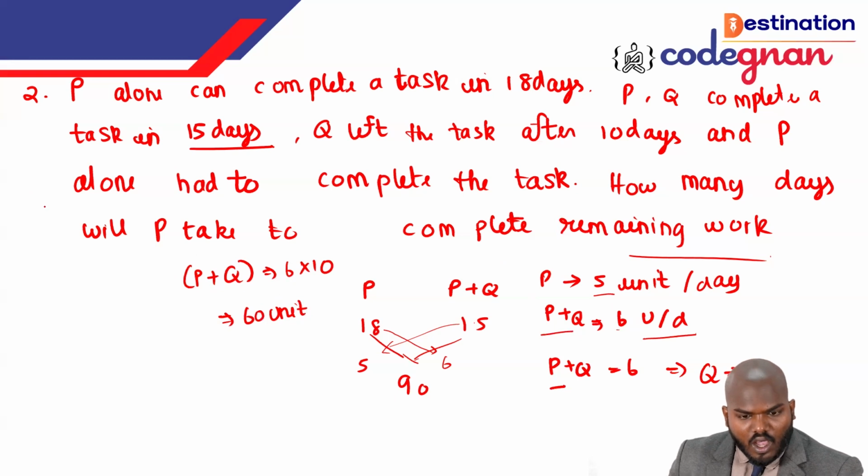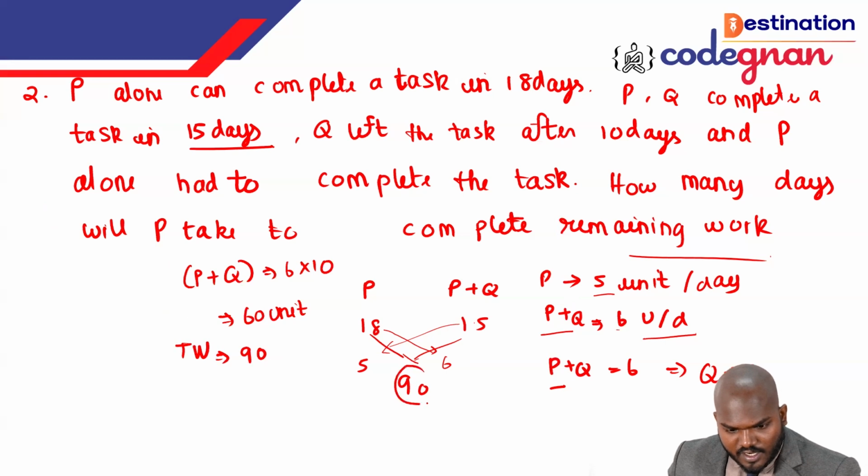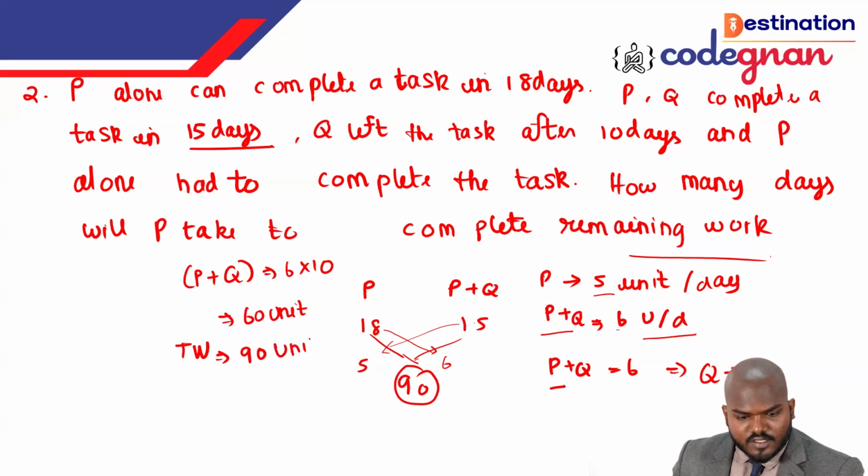But how can I find out the remaining work? What is the total work, guys? Total work is equal to what? That is 90. We get the LCM right here. 90 is the total work here. If the total work is equal to 90, then the remaining work is equal to what? That is 90 minus 60, which we can call 30 units.